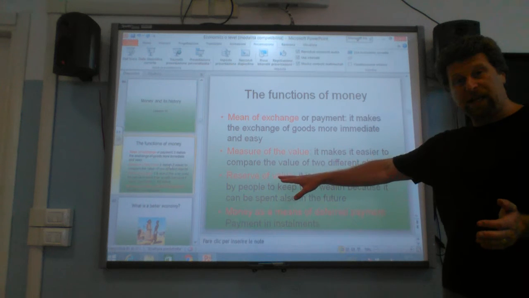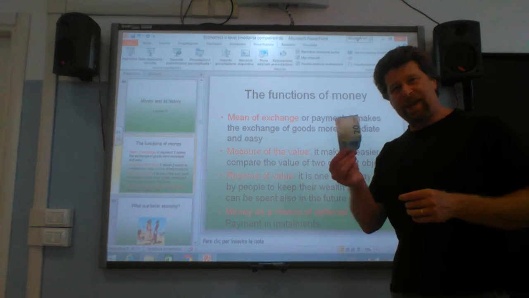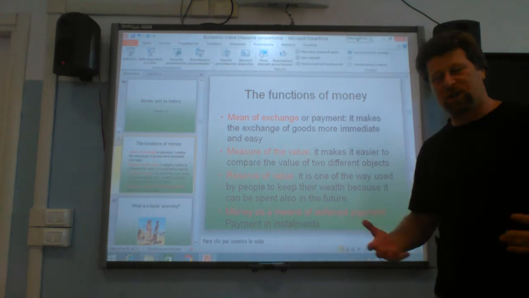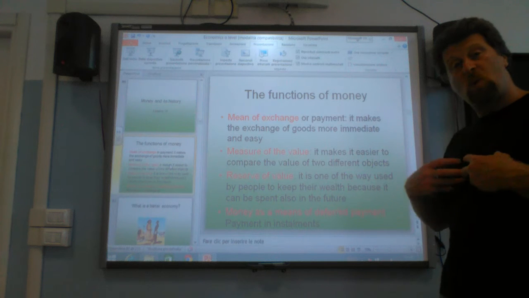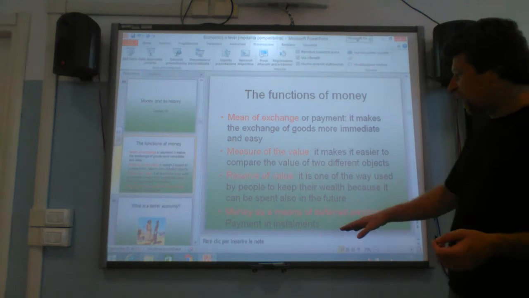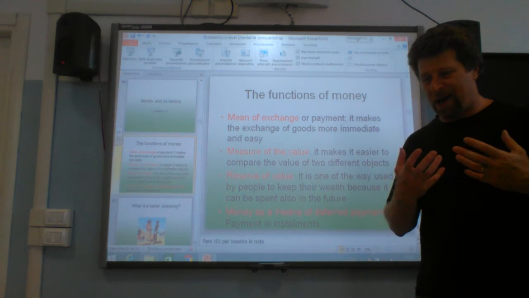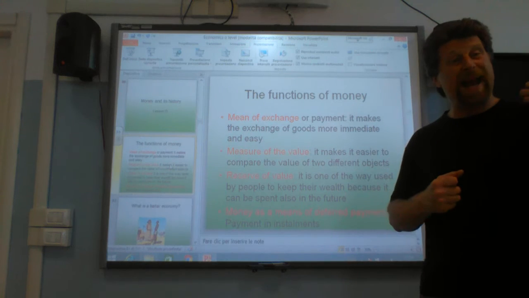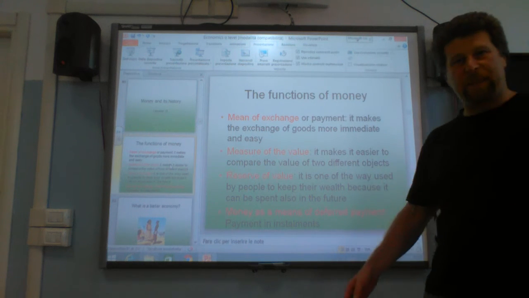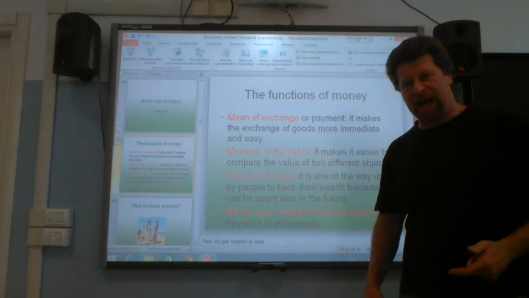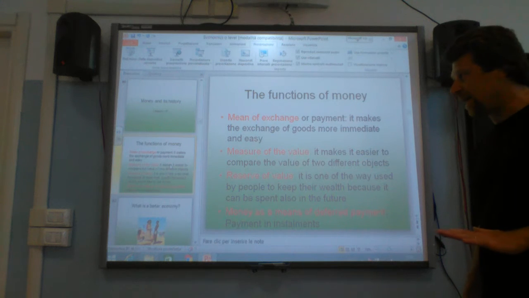It's a good reserve of value. I can work and I can earn my money and save it. I can use it in the future as a pension, or buy a house, or buy a new car. So it has a reserve. We are able to have a means of saving. It's also a means of deferred payment. So if I want a house, maybe, I go to the bank and it lends me money and I pay every month. So I can pay it in little bits. I can defer the payment. And money means we can do that. So to be a very sophisticated money, it has to have these things.